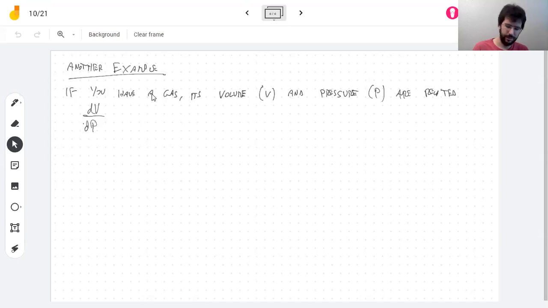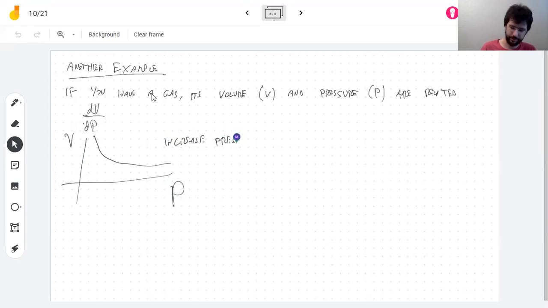Maybe this makes sense. If you look at the pressure and the volume, what tends to happen is if you increase the pressure, the volume decreases. So it looks something like this. This graph is facing down. The slope of the tangent, aka the derivative, is negative. Always. So this is negative.